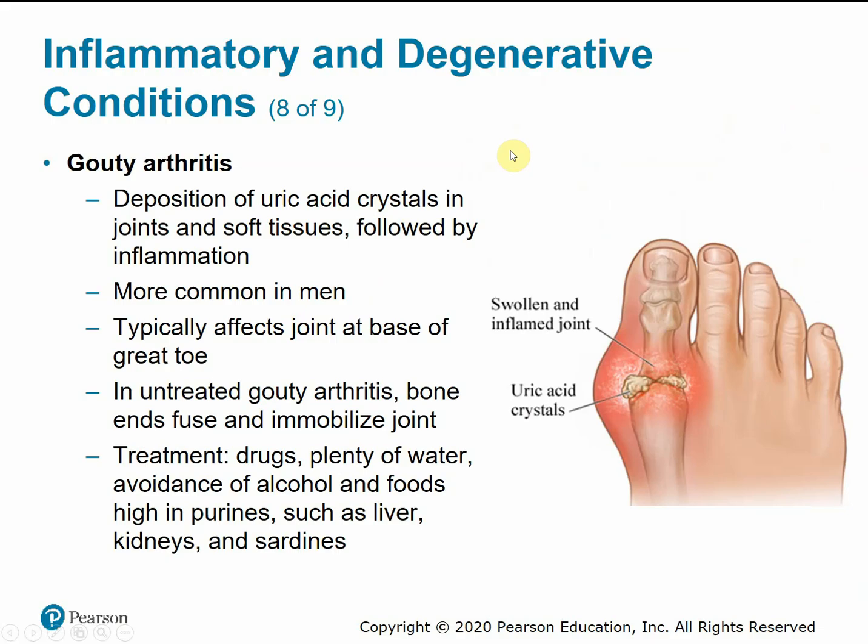Gouty arthritis is caused by deposition of uric acid crystals between the joints and the soft tissues. The most common place this occurs is at the joint of the big toe. The treatment includes medication, drinking plenty of water, or just avoiding foods that have high uric acid to begin with.